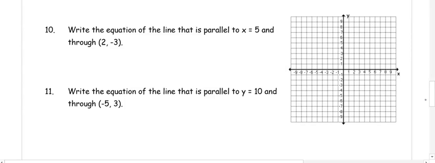In number 10, write the equation of the line that's parallel to x equals 5 and is through the point 2, -3. So you can graph this, or because this is an x equals equation, we want to be equal to the x coordinate. We have x equals 2. In number 11, we have a y equals equation. So we want to equal the y coordinate, y equals 3.